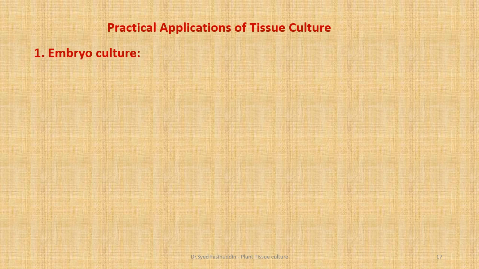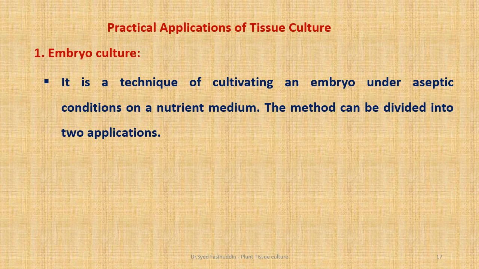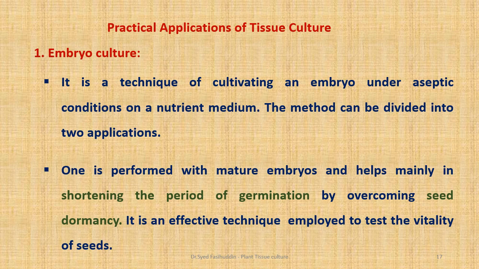Now, the practical applications of tissue culture. First one, embryo culture. It is a technique of cultivating an embryo under aseptic conditions on a nutrient medium. The method can be divided into two applications. One is performed with mature embryos and helps mainly in shortening the period of germination by overcoming seed dormancy. It is an effective technique employed to test the viability of the seeds.